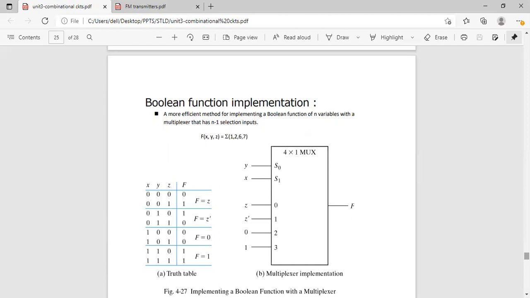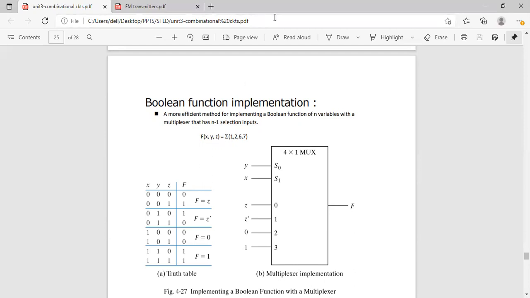Okay, see here one example. F of xyz is equal to summation 1, 2, 6, 7. So this is the problem. You have to implement this one using a multiplexer. So first you have to know the size of the multiplexer. See here, how can we identify the size of the multiplexer? Here the number of input variables is equal to the number of select inputs.